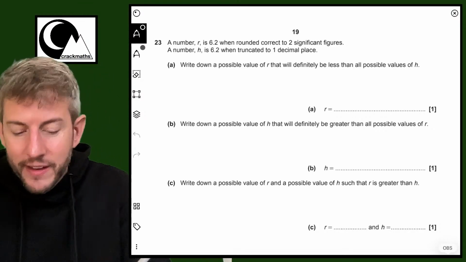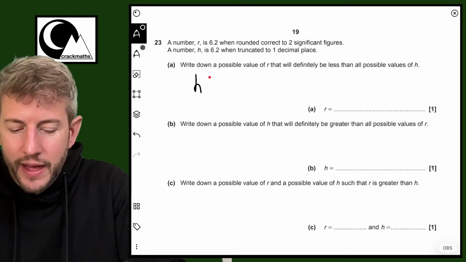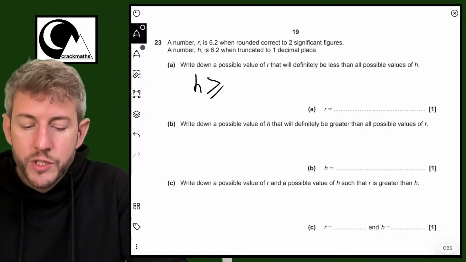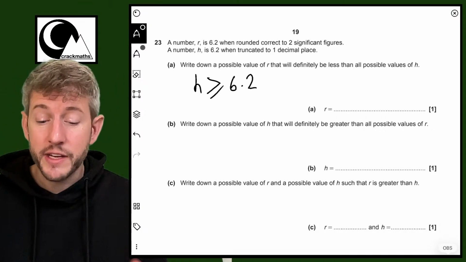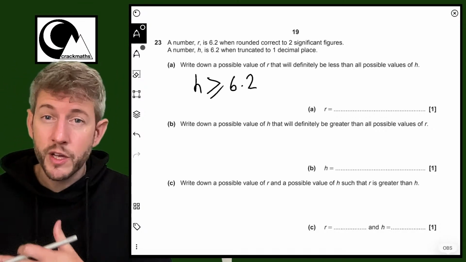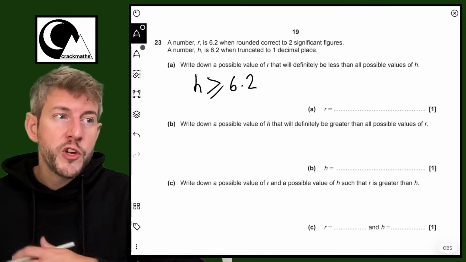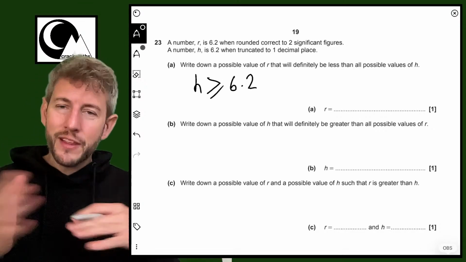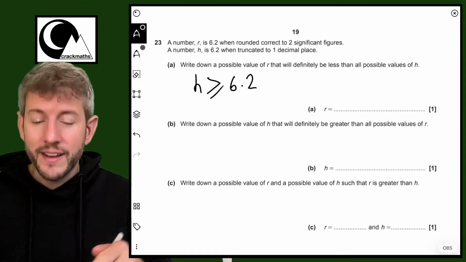Right, so h has to be greater than or equal to 6.2, okay? This is the thing that's going on with h. It's got to be larger than 6.2 because it's been truncated. So that means h could have been 6.2 anything, okay? So anything that was 6.2, blah, blah, blah, would have gone to h, okay?